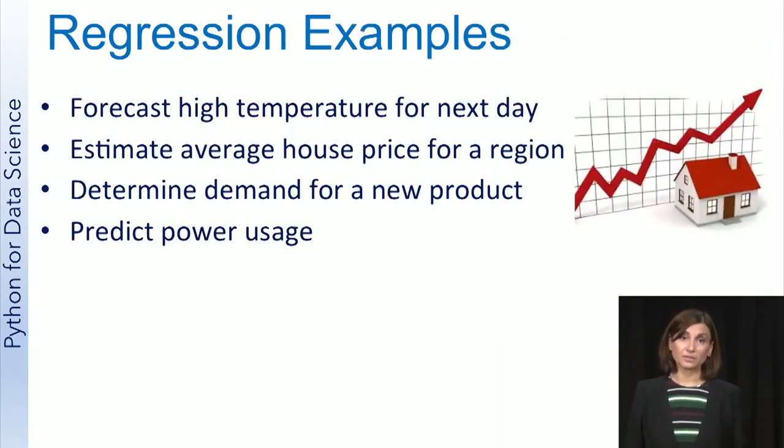Here are some examples where regression can be used. We can use it for forecasting the high temperature for the next day, or estimating the average housing price for a particular region. Determining the demand for a new product, a new book, for example, based on similar existing products is also a regression task, as well as predicting the power usage for a particular smart grid.